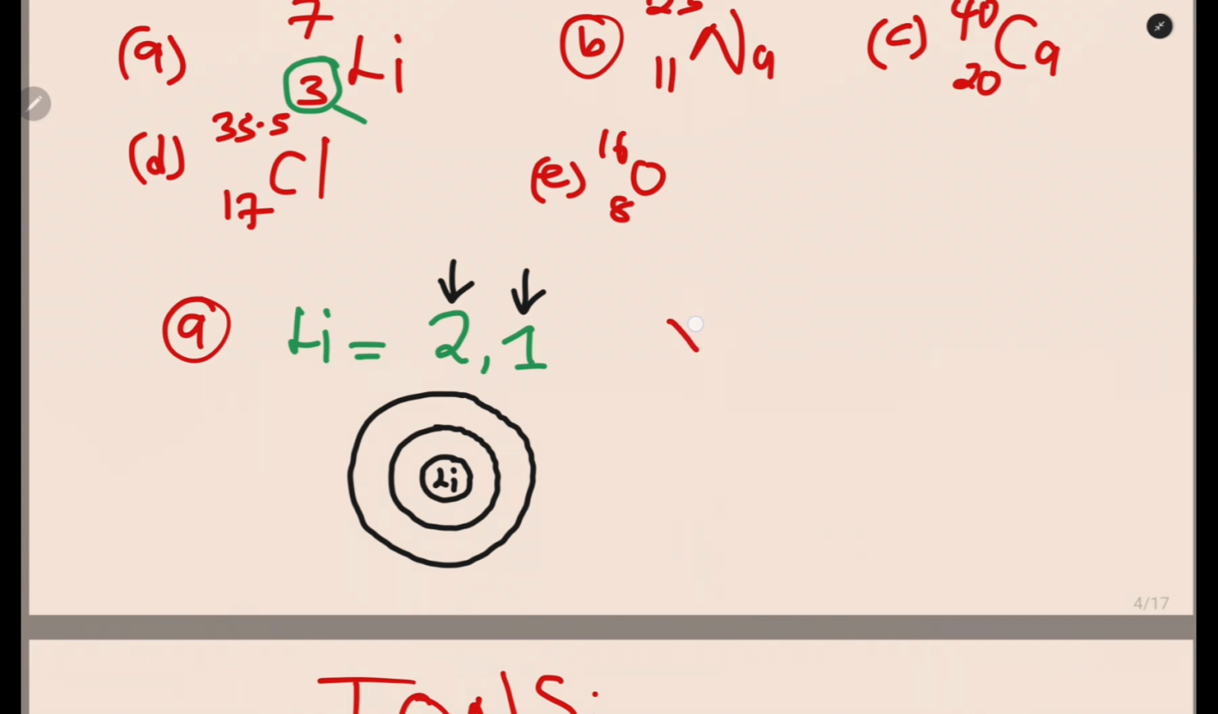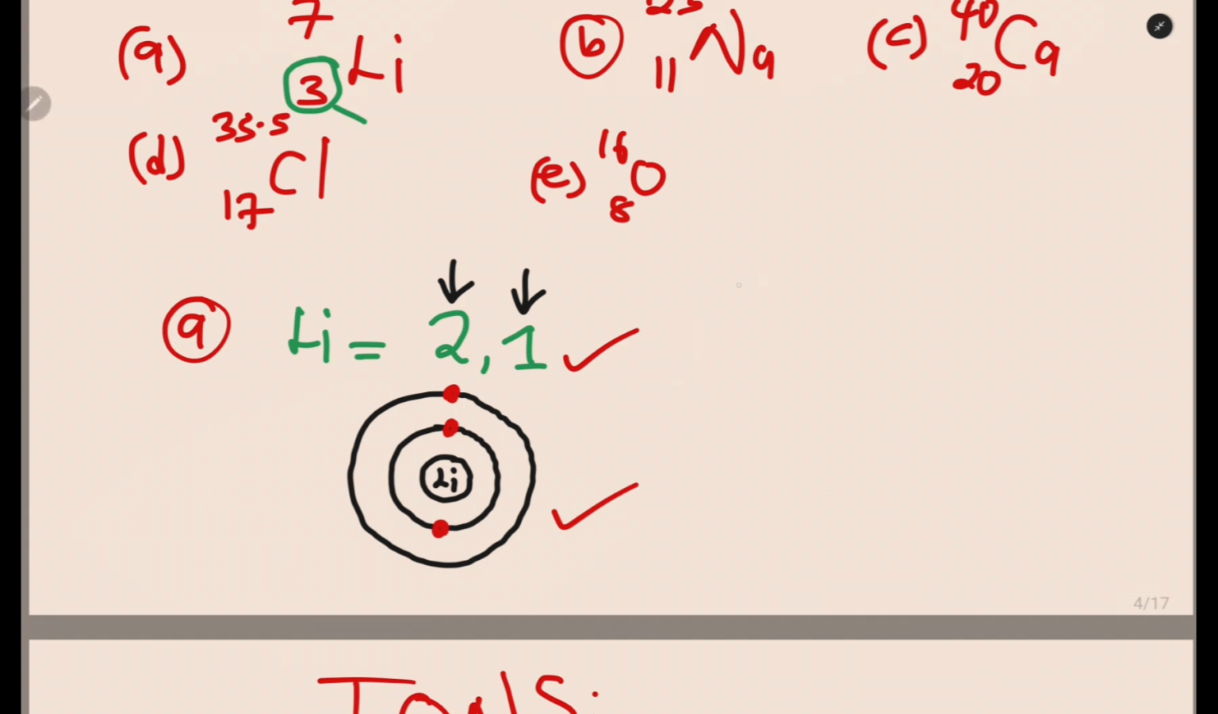Remember, for electrons we can use crosses or dots. Let me use dots in this one. So I'll put 2 electrons in the first shell, aligning them like that. Then in the second shell, I'm just going to put 1. So this is the structure of lithium. This is the configuration of lithium. Is that okay? I guess up to this point it is okay.